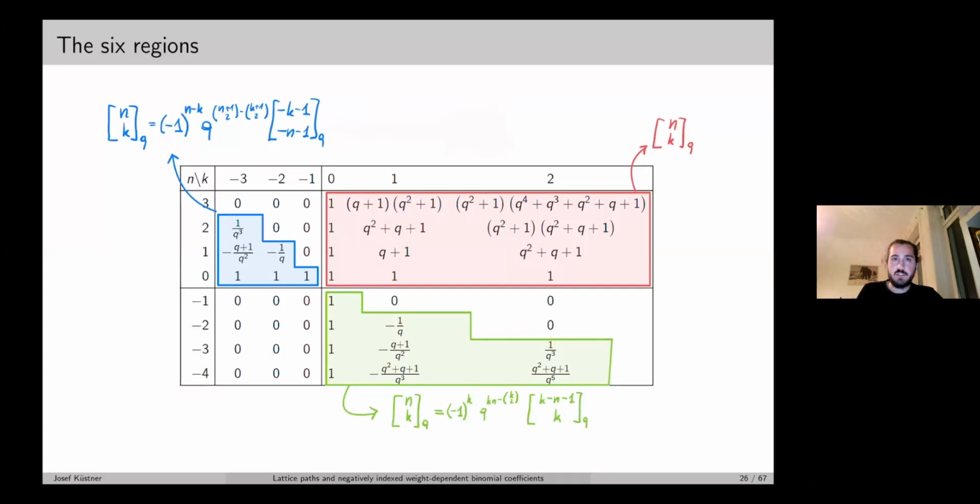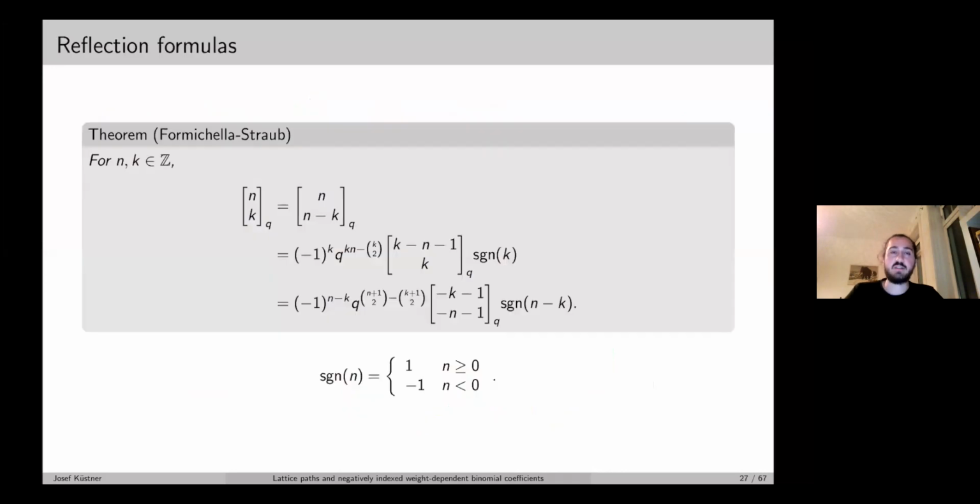And if we introduce signs again, then we get this theorem by Formicella and Straub. So n choose k is equal to n choose n minus k, q. And the other 2 reflection formulas, they still hold. Only now we have this power of q here, also here this power of q. The rest is just the same as in the ordinary binomial coefficient case. And the sign is again 1 if n is bigger or equal to 0, and -1 if n is smaller than 0. So the sign is never 0, just want to mention.